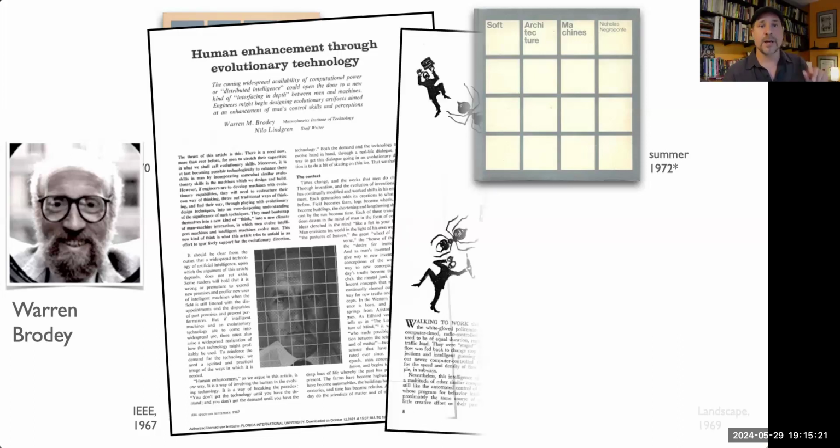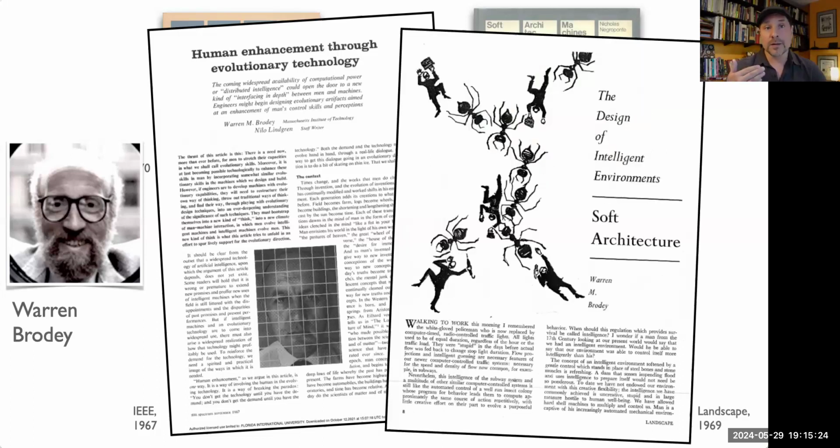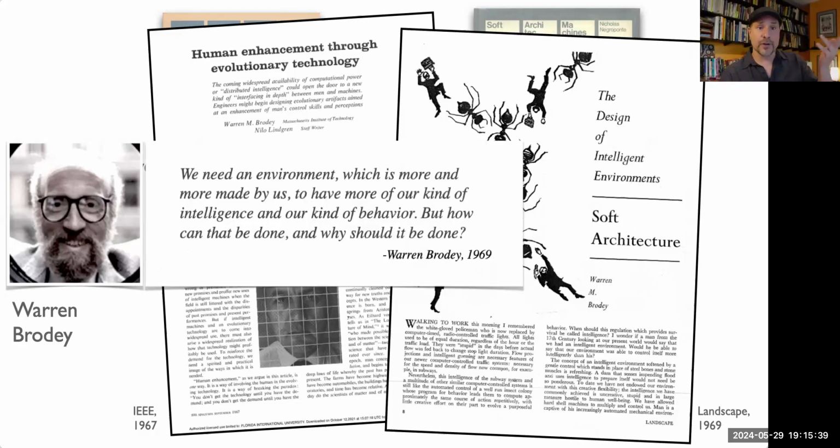He also wrote at the same time this paper called Soft Architecture, the Design of Intelligent Environments. And it speaks also about city design and environment design and how might people work with the technology-enabled environments. Brody says, "We need an environment which is more and more by us to have more of our kind of intelligence, our kind of behavior." This was his approach. But how can that be done? And why should it be done?